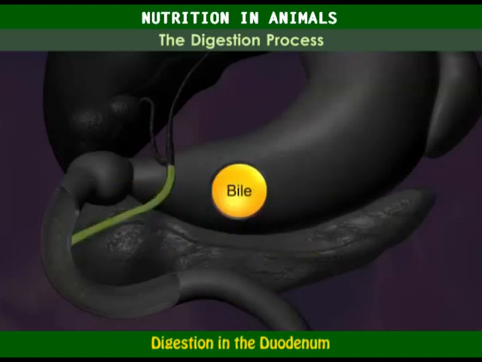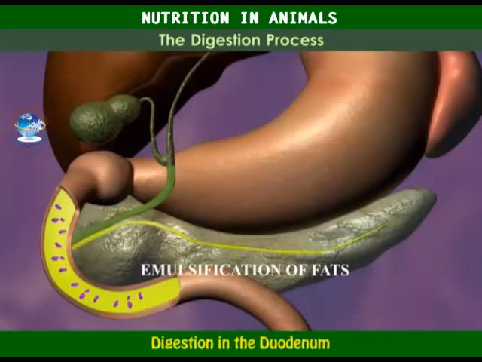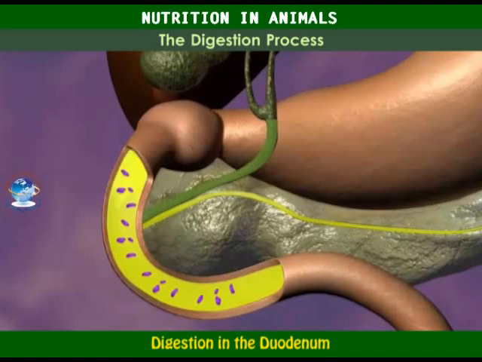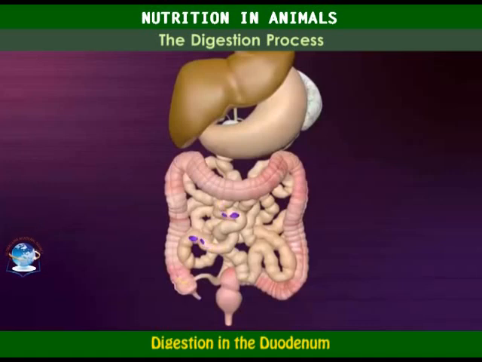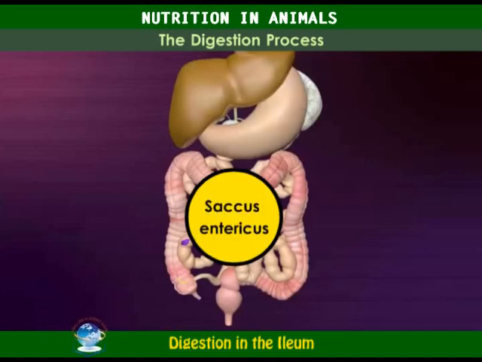The bile contains bile salts, sodium glycocholate, which break fat into tiny droplets in a process called emulsification. This increases the surface area for enzyme action. The food materials then move into the ileum. The arrival of chyme in the ileum stimulates the secretion of intestinal juice called succus entericus.